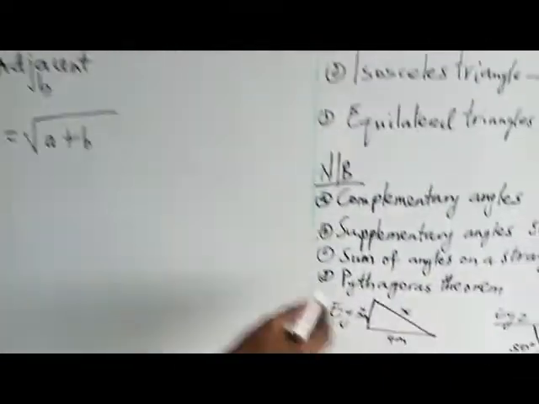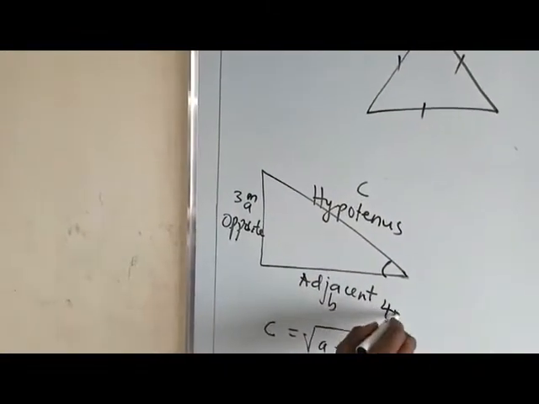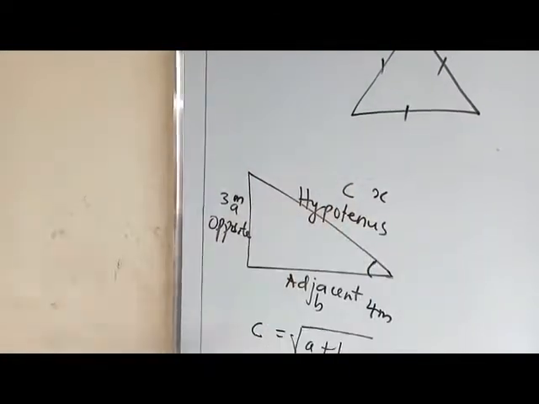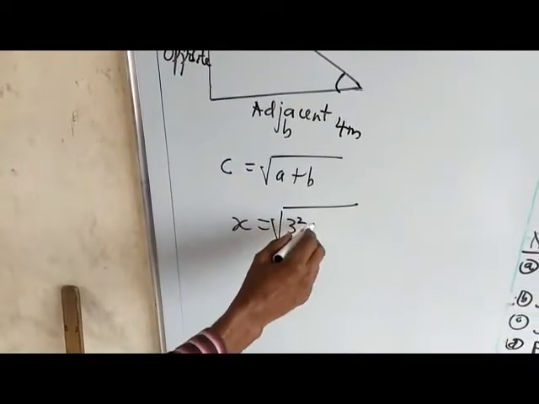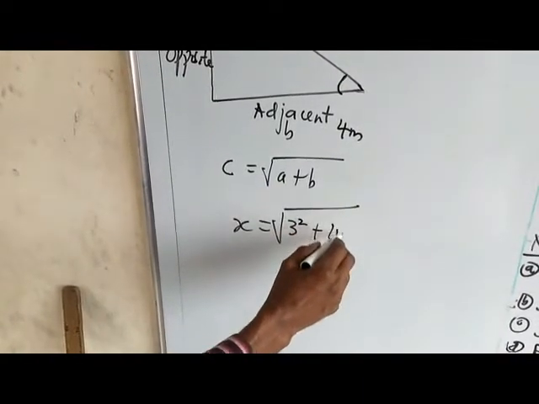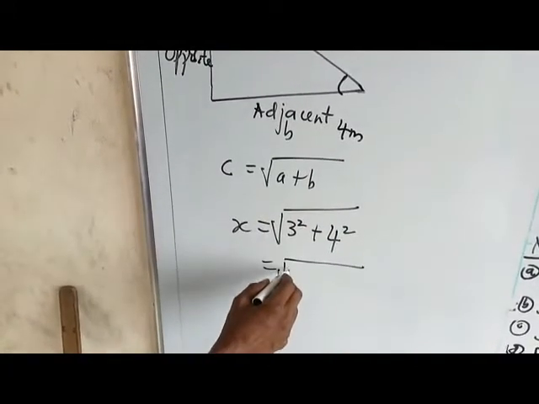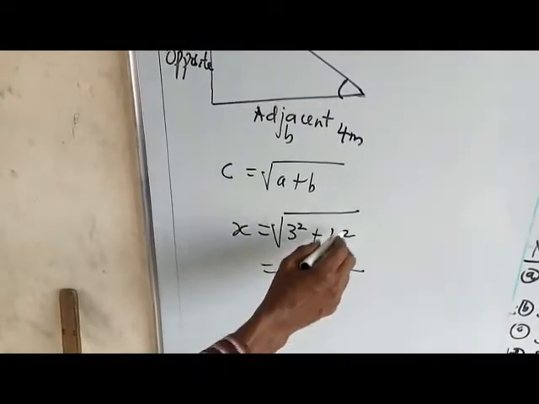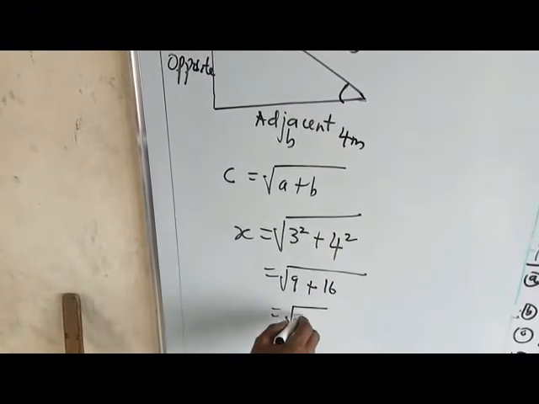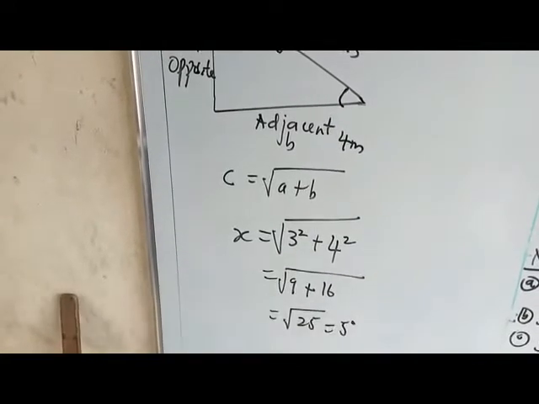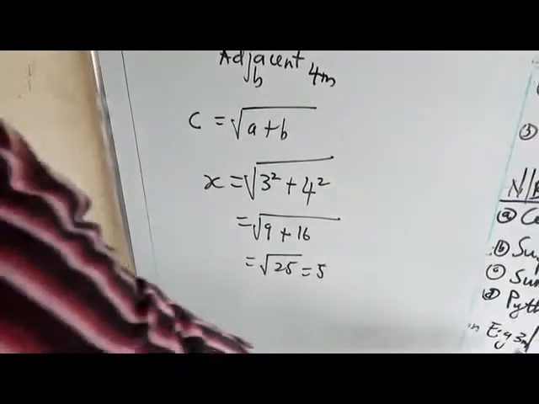So we want to take this as our 3m, while this is 4m, and this is what? X. So our x will be equal to the square root of 3 squared plus 4 squared. So this will give us the square root of, 3 squared is what? 3 times 3 is 9. 4 times 4 is what? 16. So we now have the square root of 25. And the answer gives us what? 5. And that is how to solve this example.